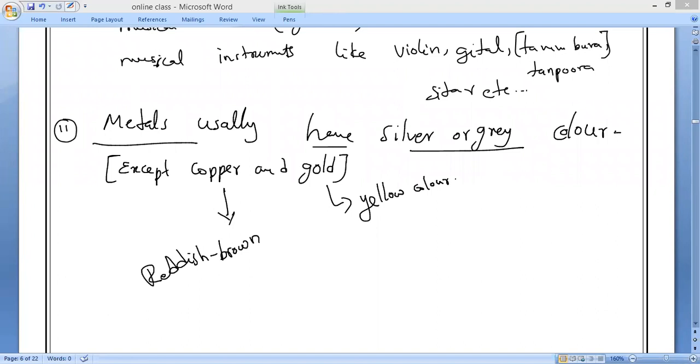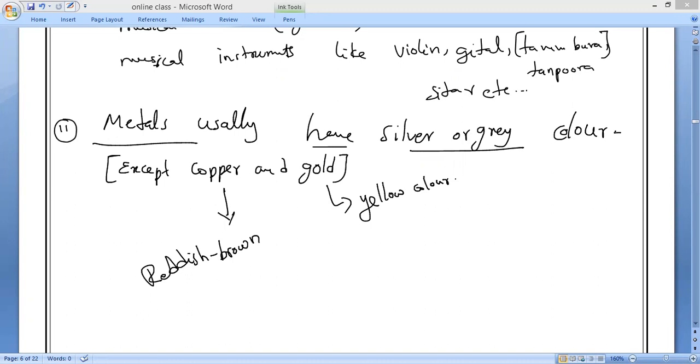Now, who will say what do you mean by tensile strength? The holding capacity. Very good. Next, 7th property. Mitakshi, what is the 7th property? Metals are solid at room temperature. Next one, 8th one. Metals generally have high melting point and boiling point.